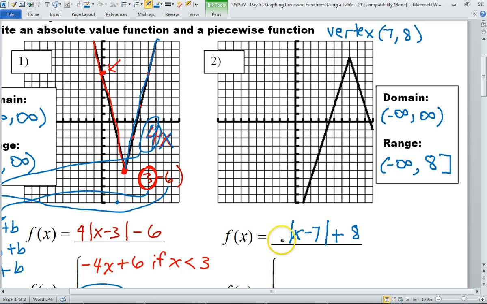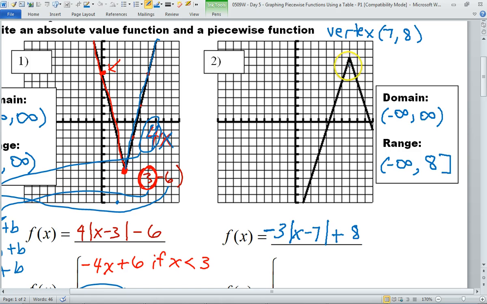Do I need a number in the front this time? Yes, I do. Is that number going to be negative or positive? Negative. Notice how the graph is upside down. It's an upside down V. Right away that tells you it's going to be negative something. So let's put that negative there right now. Then it's just a matter of what's the slope. It seems to be going down 3 over 1. So that's just negative 3. There's my absolute value function.